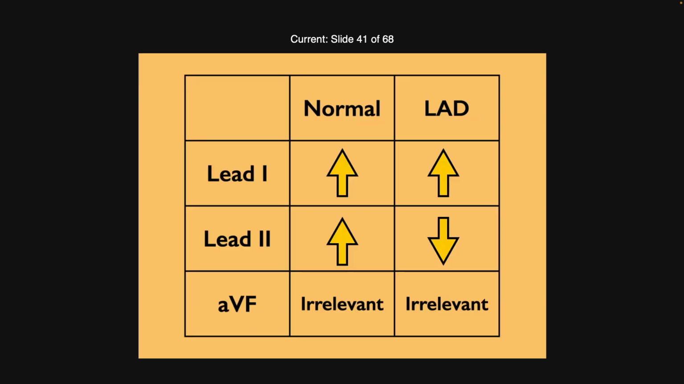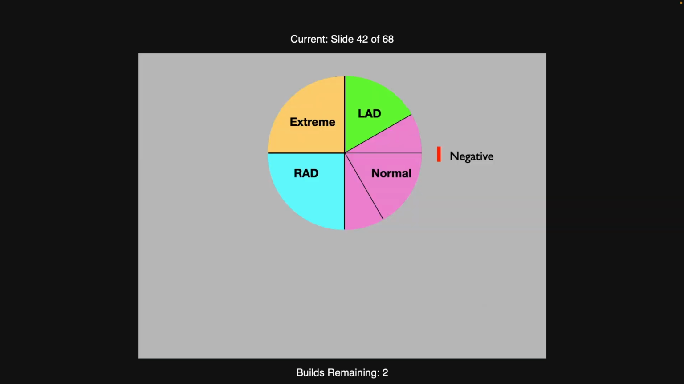Okay. I mean, we've got another example, but we're almost done. So here's, again, a little summary of what we just did. Now, what if you look at lead 1 and it's negative?